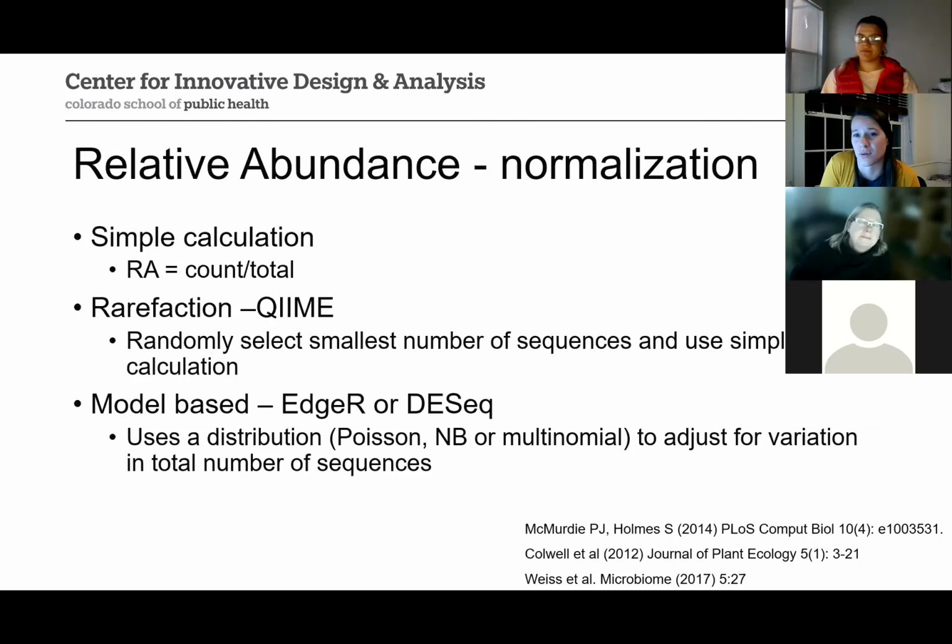Another way to do it is through rarefaction. This is what's being done in QIIME. Basically, it randomly selects down to the smallest number of sequences, and then it uses a simple calculation to pull out the ones that are the least abundant and remove them from the variation. And then another way to do it is through a model-based approach. This is what's being done in things like edgeR and DESeq, if you've used those. So it uses a distribution and asks how different from theta we are, and if we're too far, then we remove them. So those are things to keep in mind.